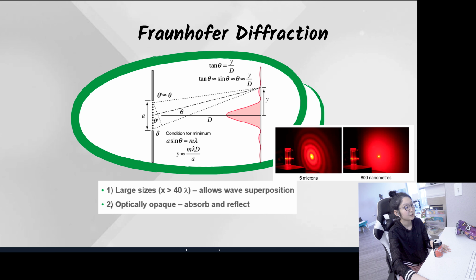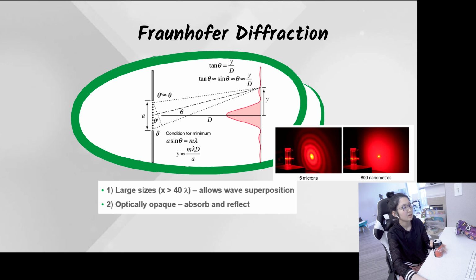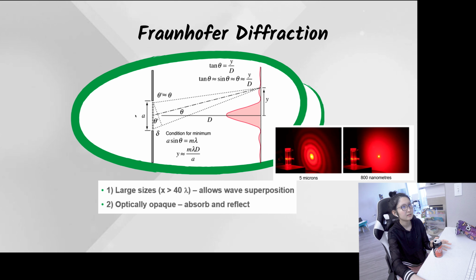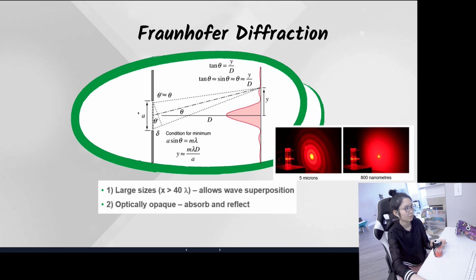And the second condition is that the particle needs to be optically opaque, which means it can only absorb and reflect light. So why? Mathematically, light passing through a particle equals the negative of light passing through a single slit. And to have this be mathematically correct, we need to make sure the particle is opaque.